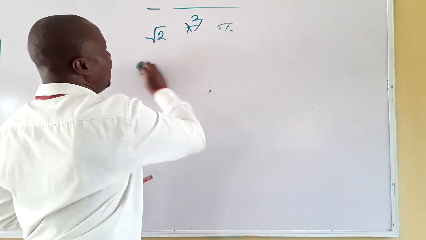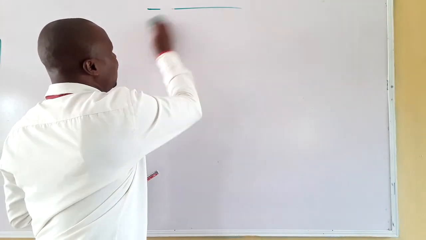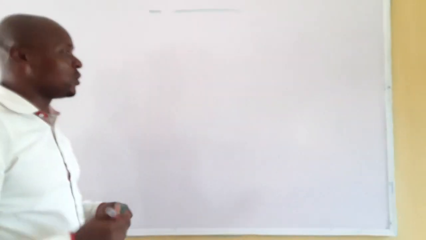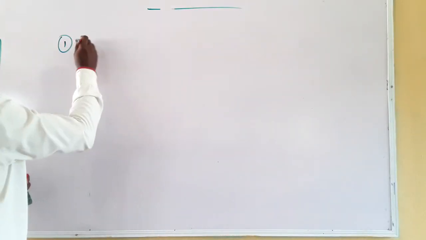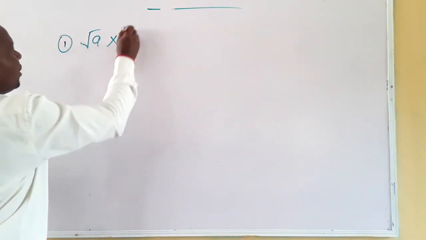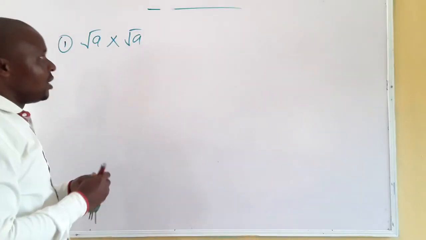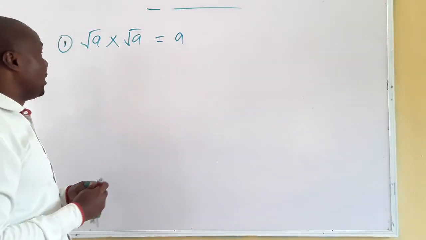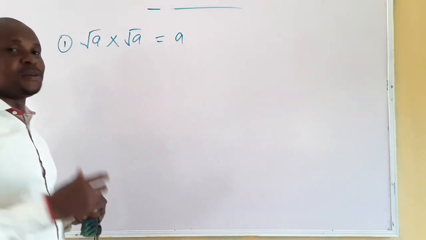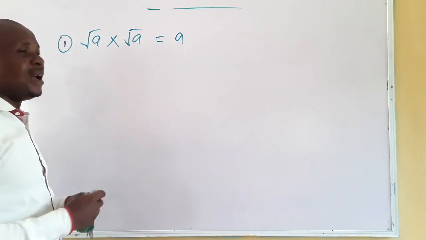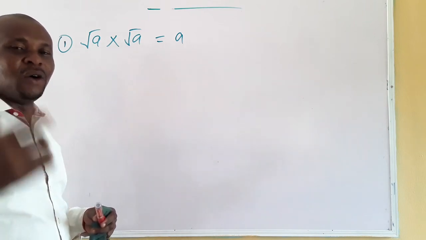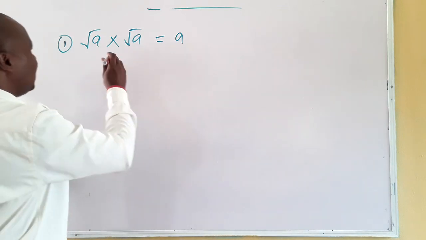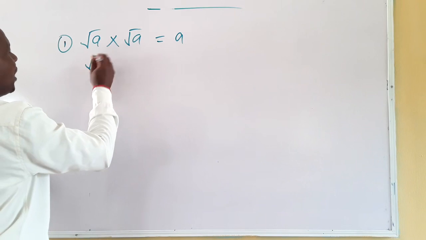Now, what are the rules that govern the operation of surds? The very first one I would like us to look at is root a times root a is equal to a. This means that when a surd is multiplied by itself, the answer is just simply the number under the square root sign.